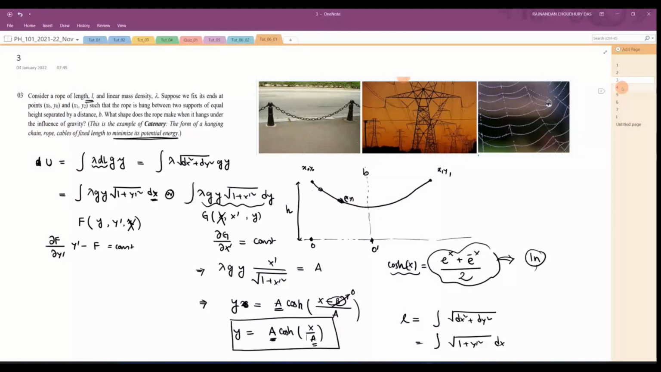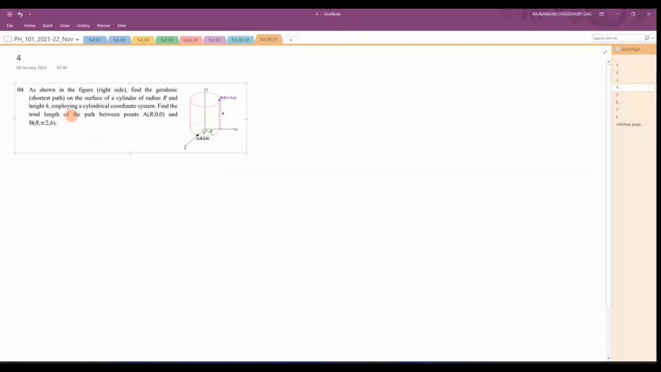So the next problem: as shown in this figure, we have to find the geodesic, the shortest path on this cylinder. That means we have to find the path length between 2 points. So what is the path length between 2 points in the cylindrical system? We write our dr like this: dr r cap plus r d theta theta cap. You remember this equation for the cylindrical system?